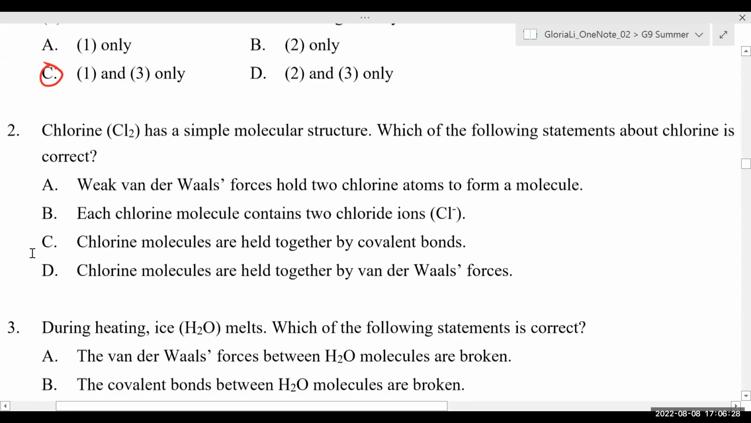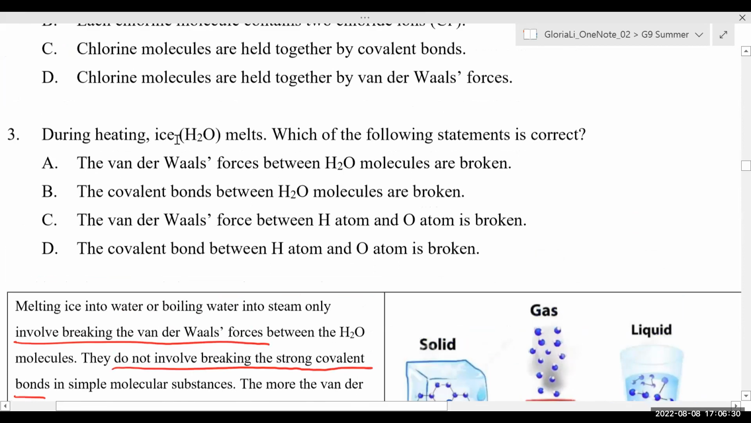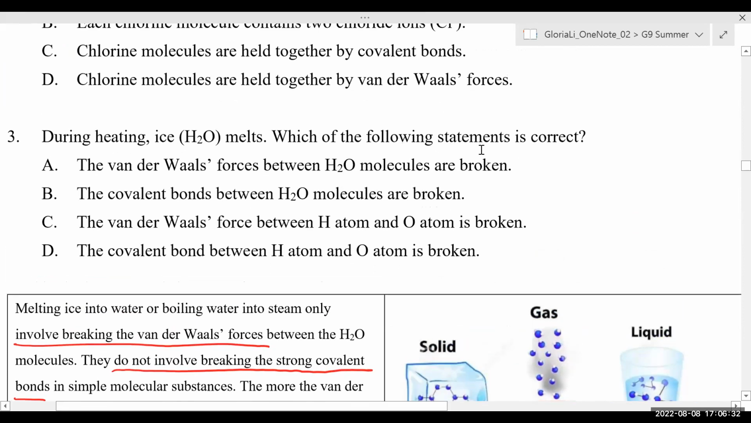Have a look at question 3. During heating, ice melts. Which of the following statements is correct? We melt the ice. So remember, melting and boiling only involve van der Waals force. So only these two can be the possible answers. And van der Waals force exists between the molecules. That's why only A will be correct.